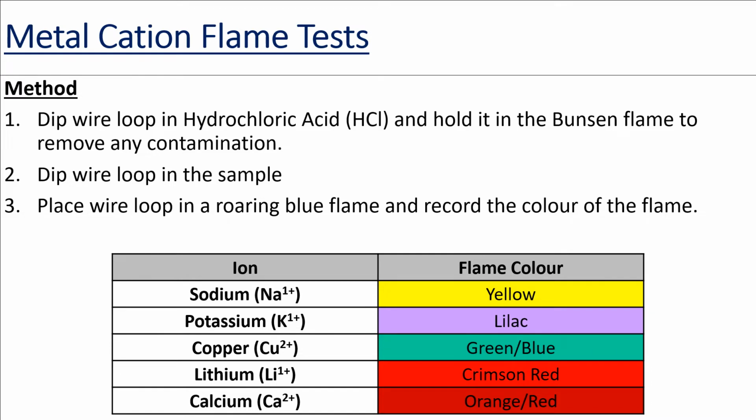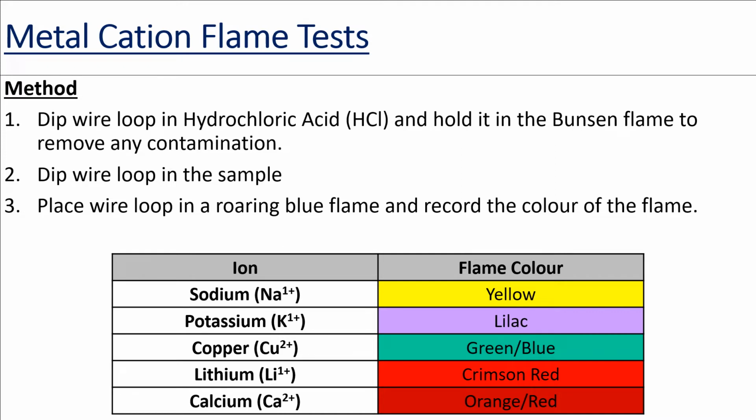So the first one is the flame test, and it's quite a simple test. You take a wire loop and you dip it into some hydrochloric acid and then place it in a Bunsen flame, and that is just to remove any contamination from the wire loop. Then once you've put it in the hydrochloric acid and burnt off the hydrochloric acid and any contamination there is, then you place it in your sample and then you put the wire loop into a roaring blue flame and record the color that the flame goes.